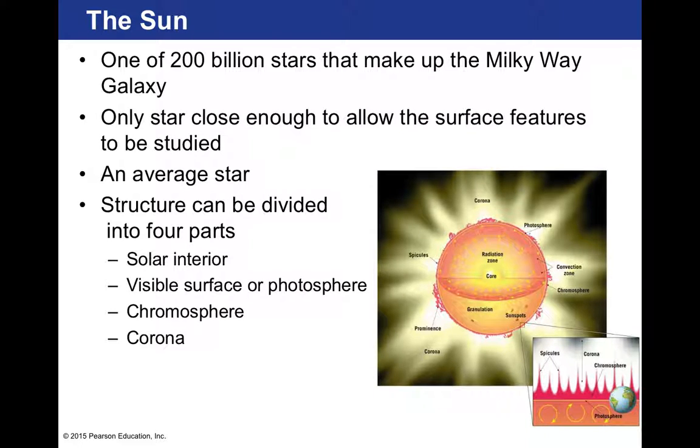All right, moving right along to the sun. So the sun is one of 200 billion stars that make up our Milky Way galaxy, and it's the only star close enough to the Earth to allow the surface features to be studied. Now, our sun is just an average star. It's not small, it's not large, it's just average. But its structure can be divided into 4 parts. We have the solar interior, the visible surface, which we call the photosphere, the chromosphere, and then finally the corona. And this picture in this slide shows you relative locations of all of these things.